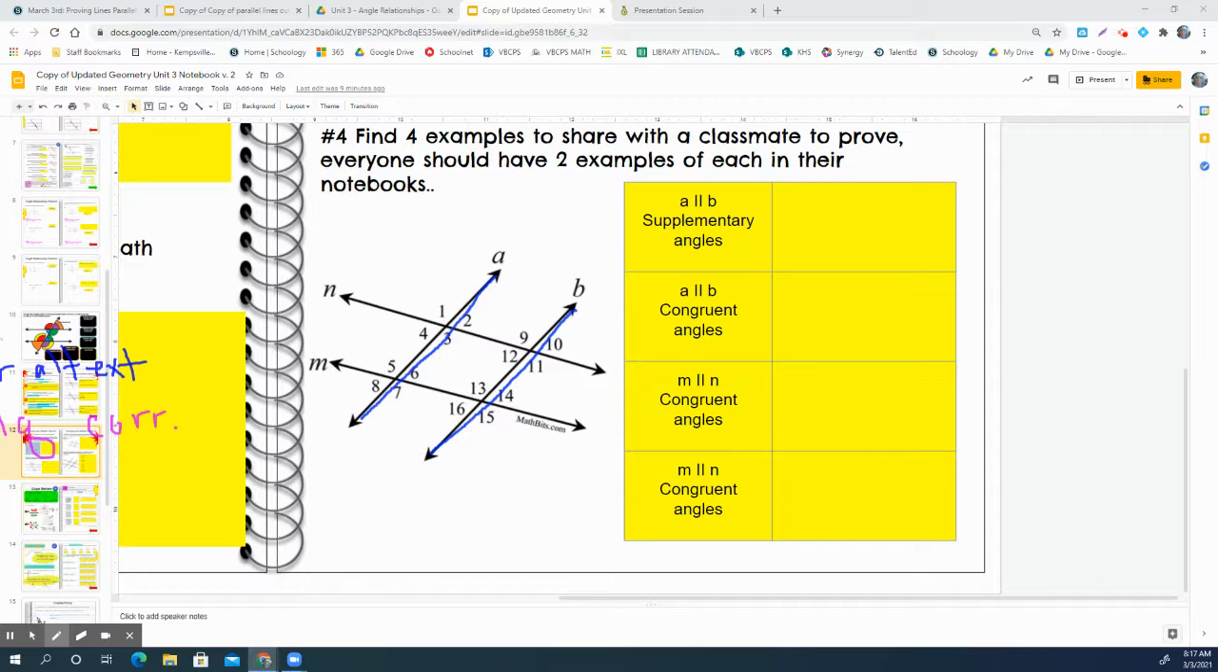So, does everybody have their answer? Mine is going to be 1 plus 10 equals 180. That's going to show that A and B are parallel. See if you can come up with a different example to prove A and B parallel. Did you do 1 plus 9? Is 1 plus 9 going to be 180? Or does 1 have to equal 9? Let's see what we end up with. On 3, everybody's going to hit enter at the same time. Ready? 1, 2, 3.